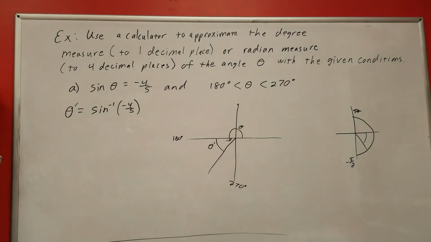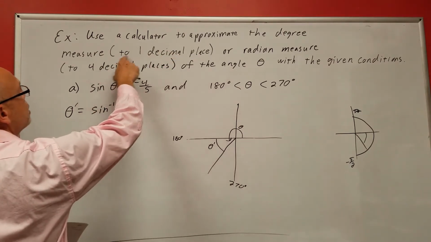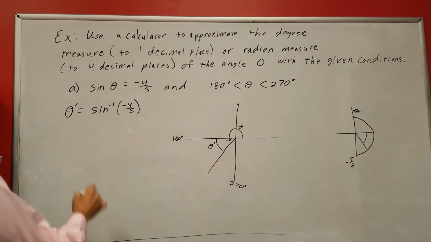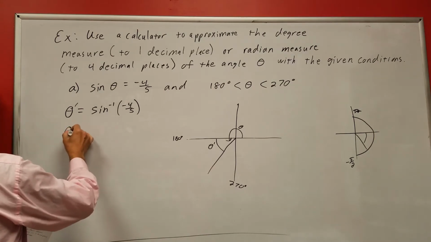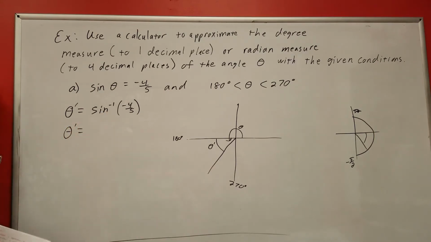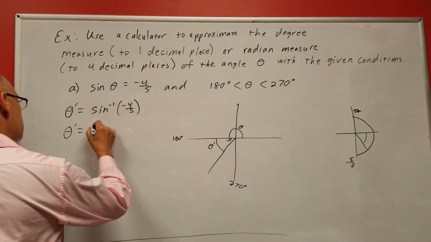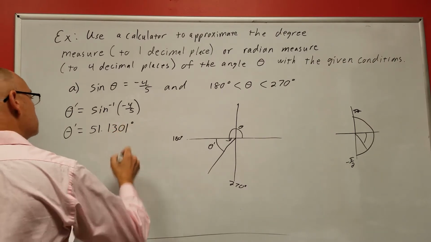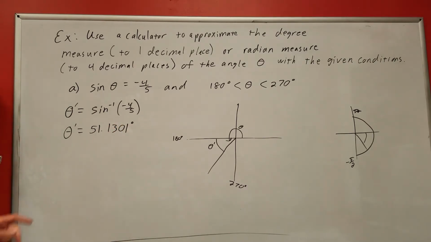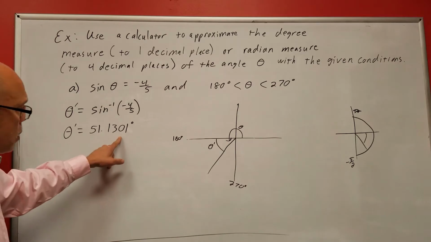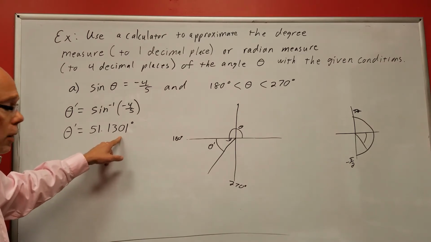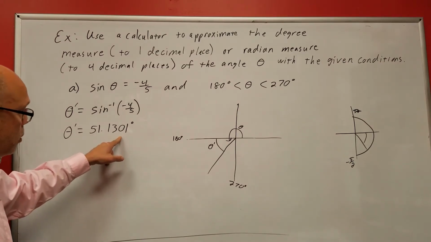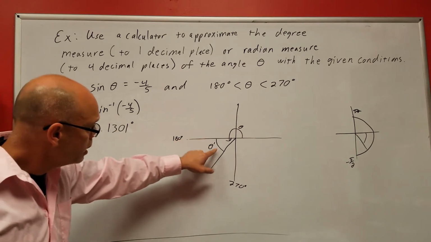All right, if you take your calculator, because it tells me if I have a degree measure, do it to 1 decimal place. So if I take my calculator, in degree mode, the inverse sine of -4/5, I get something like 51.1301 degrees. And I'm going to go out at least 4 decimal places or so, because whenever I do calculations, it makes it a little more accurate. So that's this angle right here, right?